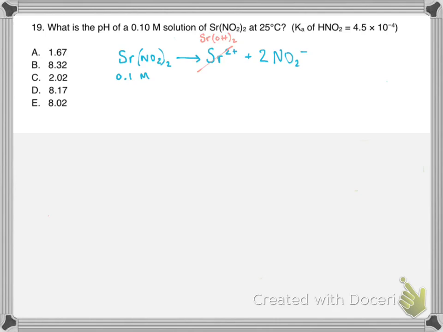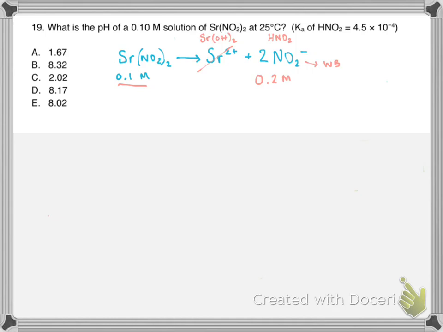NO2 minus, we can think of having come from HNO2, which is a weak acid, making NO2 minus then the conjugate of a weak acid, which means the weak base. And we can figure out its concentration by saying if I have 0.1 molar of the salt, my concentration of nitrite is going to be 2 times that, because for every one of those salts I get 2 nitrites.